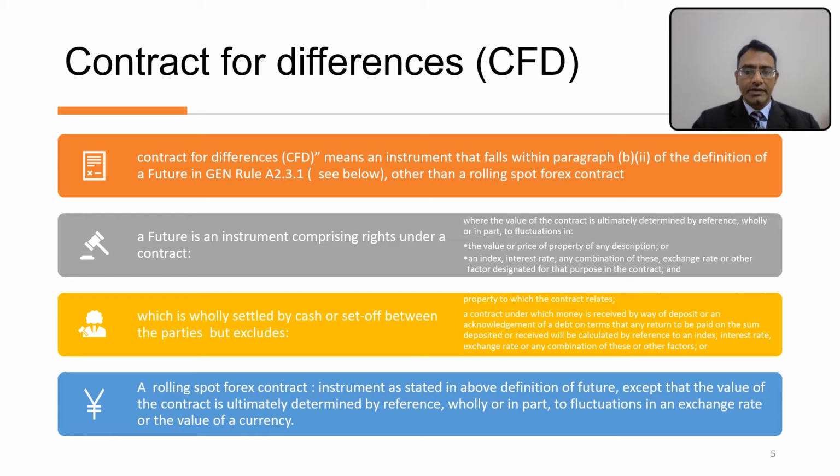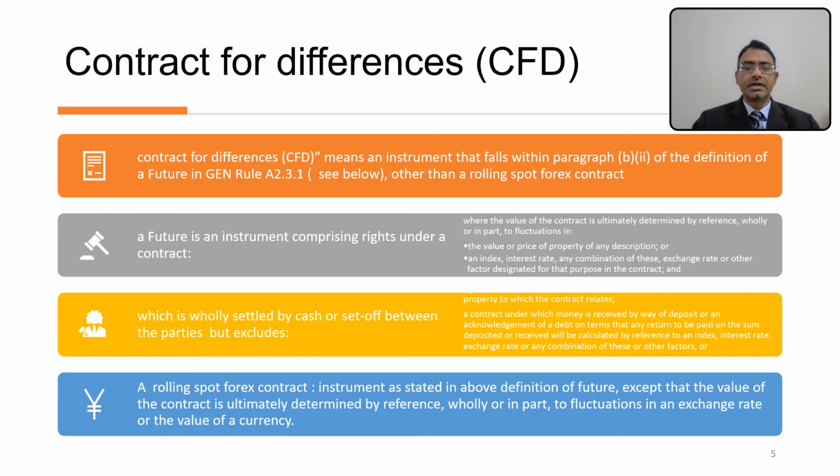So here there is no delivery, and it excludes those contracts where money is received by way of deposit or an acknowledgement of a debt, or where any return to be paid on the sum deposited or received will be calculated by reference to an index, interest rate, etc. To explain in brief, it is a contract where there is no underlying asset or security, but purely you pay on the difference of the price and there is no delivery. You have to settle the transaction by cash or settle between the parties.